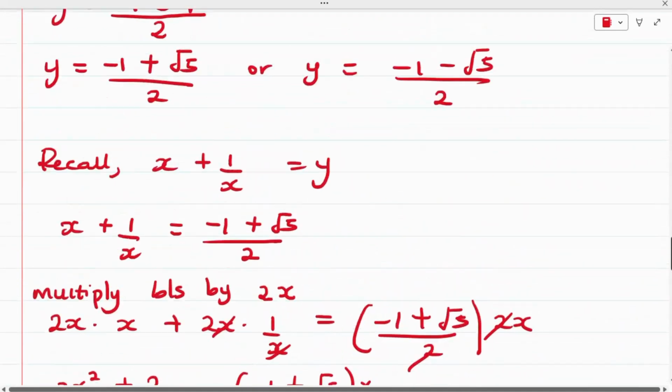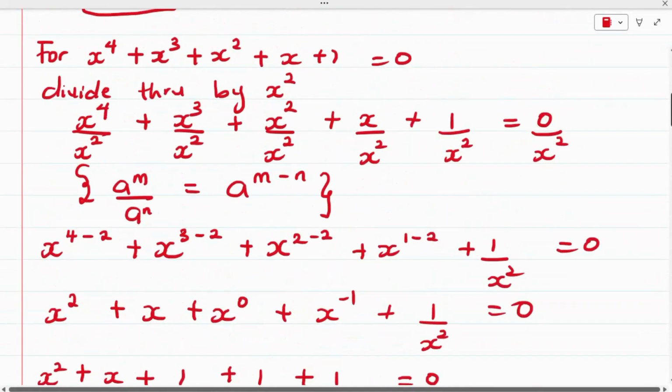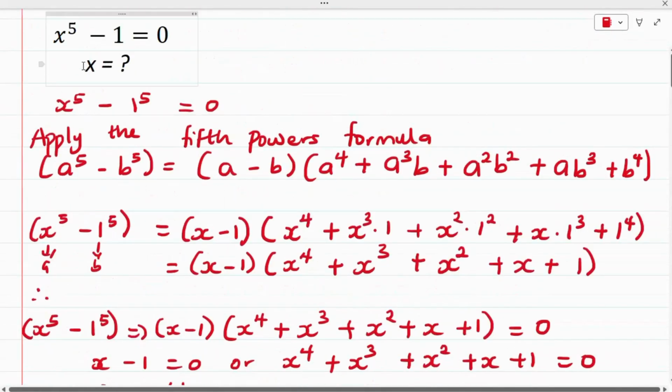So guys, this is how you can actually solve this question right here, and we have been able to simplify this question.